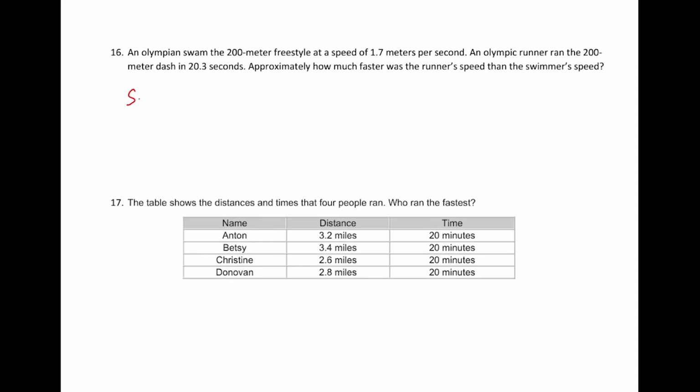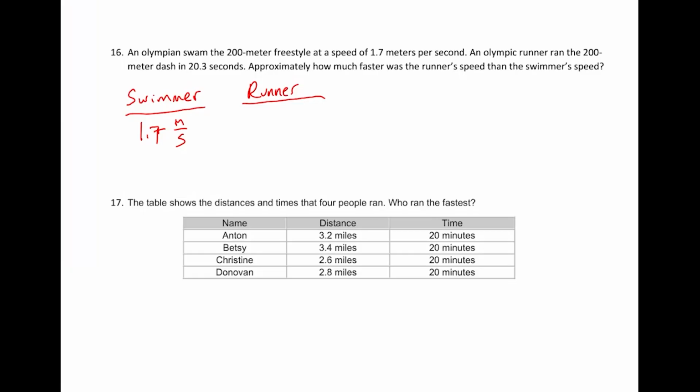Now, the swimmer is given in meters per second. So let's just use that as our baseline here. So the swimmer is 1.7 meters per second. And so now let's calculate the runner. It says the Olympic runner ran the 200-meter dash in 20.3 seconds. So there's 200 meters, 20.3 seconds. So we need to convert that to 1 meter per 1 second. And like we talked about in class, the way to calculate your speed is just distance divided by time.